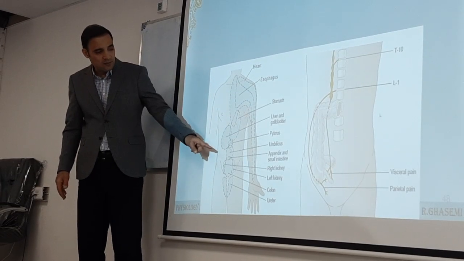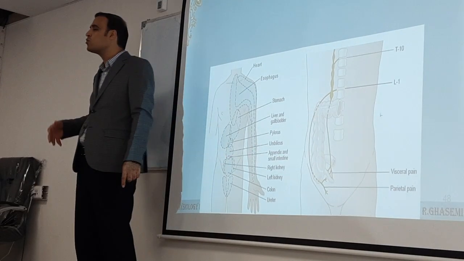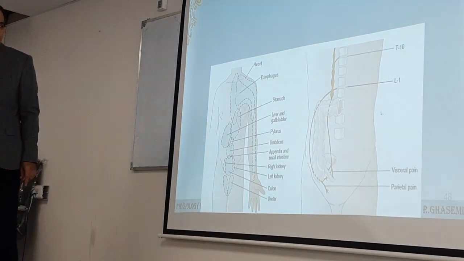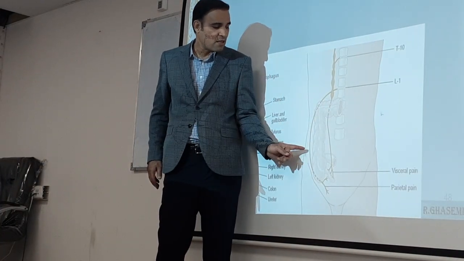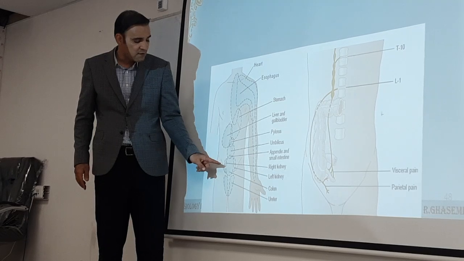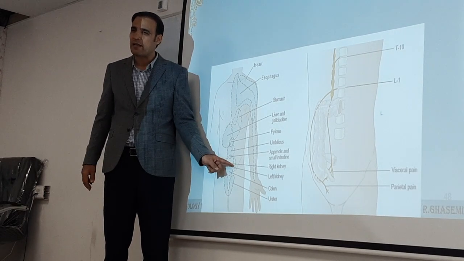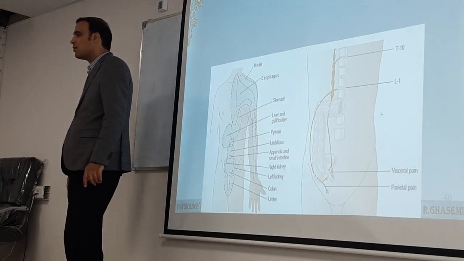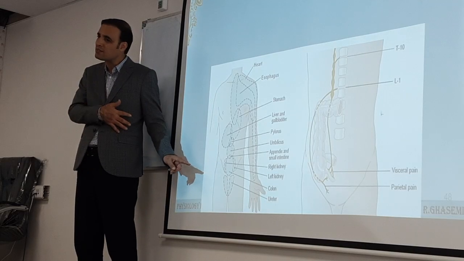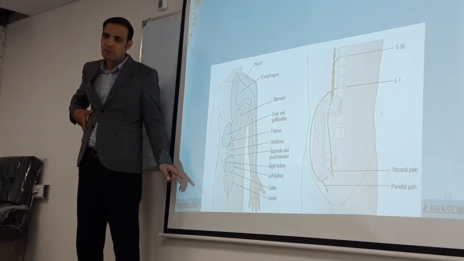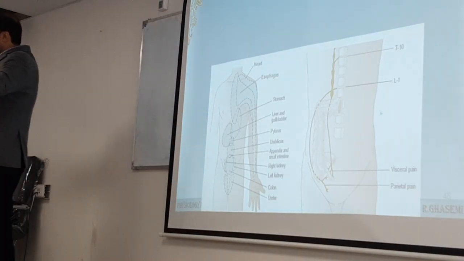For example, another example is the appendix. Those who have appendix pain, this is the appendix. You see, they refer to the perineal area and the center area of the abdomen. Pain in the liver and gallbladder will be referred to the right side of the abdomen area. All these pains will refer to the skin.